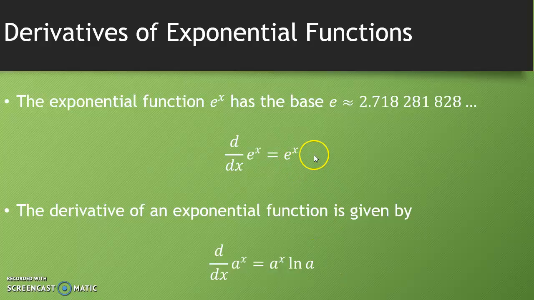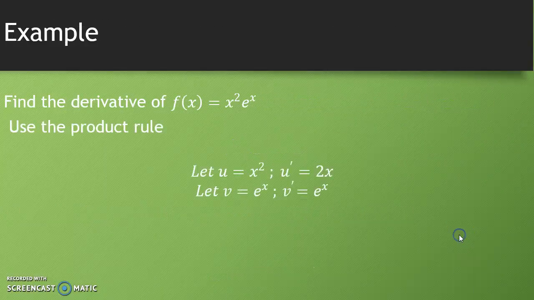The natural log of e is 1, so we don't need to worry about the log when we're using e. So that's for e to the x, that's the general form. We're going to use those now to solve some derivatives using the product rule, chain rule, quotient rule, just as we have before. So in this first example, we're going to look at the derivative of x squared times e to the power of x.